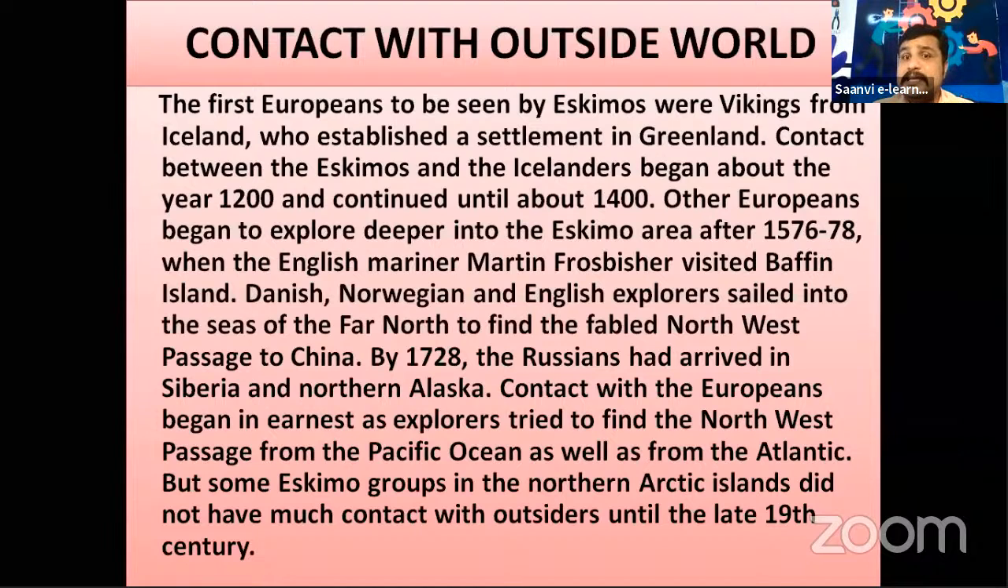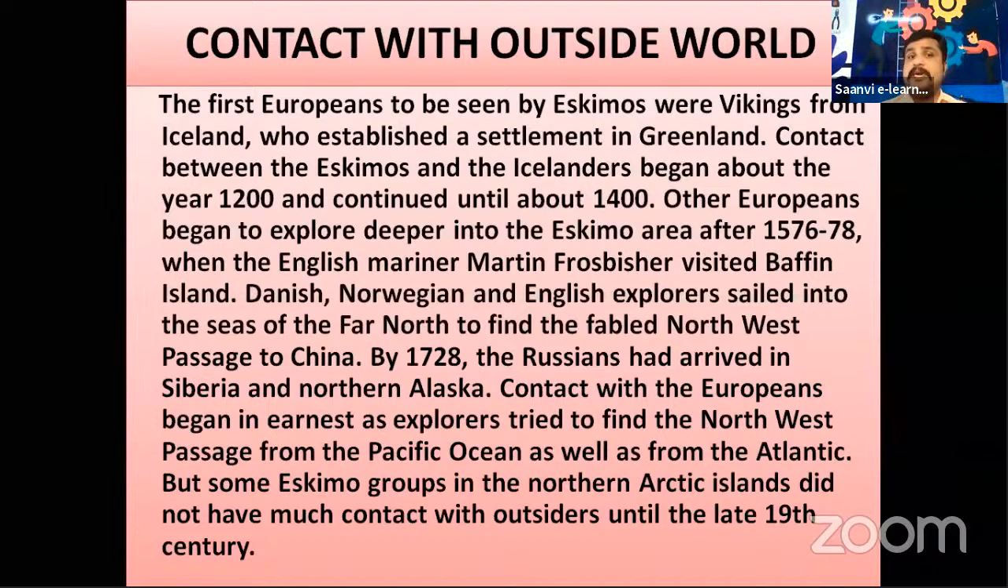And who established a settlement in Greenland? Please underline the place names, because you have very many different terms in this chapter. Eskimos met Vikings from Iceland who established a settlement in Greenland. Contact between the Eskimos and Icelanders began about 1200 and continued until 1400, the 1200 to 1400 period. They had a connection with these Vikings, some of the people who migrated from Greenland.